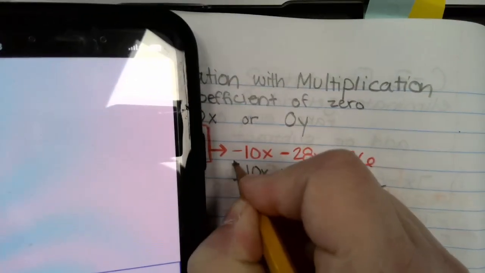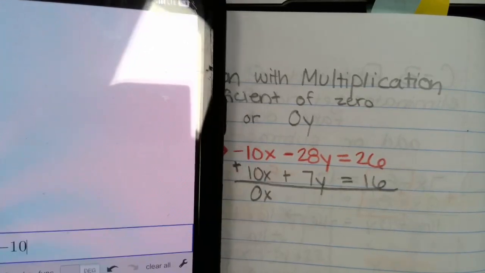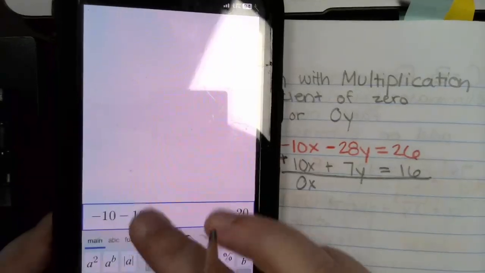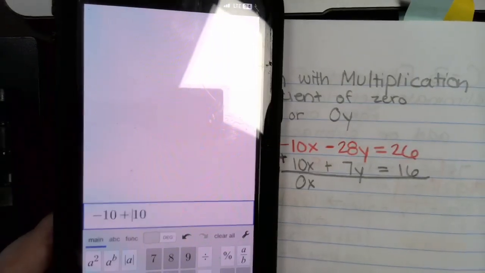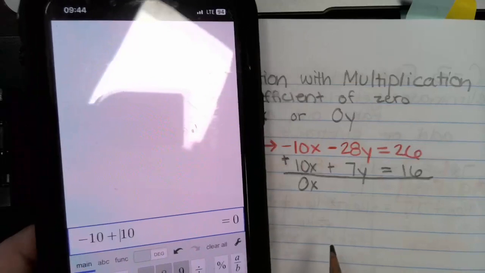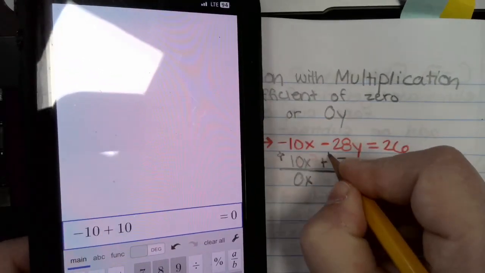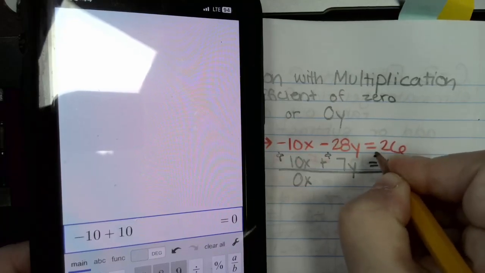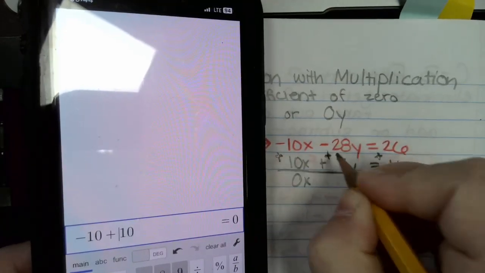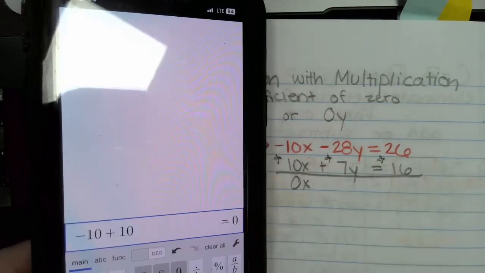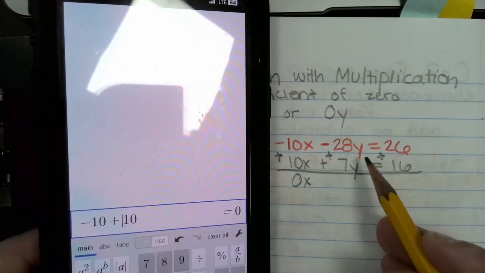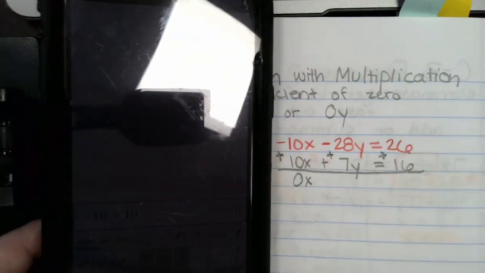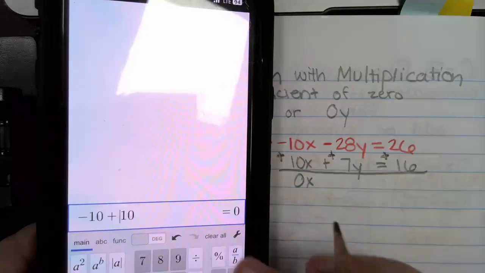And if we're not sure, it's okay to use your calculator just to double check. Negative 10 minus 10 would have given us negative 20. So if I change that minus to a plus, we do get 0. So I'm going to add, and I want to do that adding all the way across. If we divide negative 10 and 10, we would have gotten 1. We have to add or subtract to get 0.